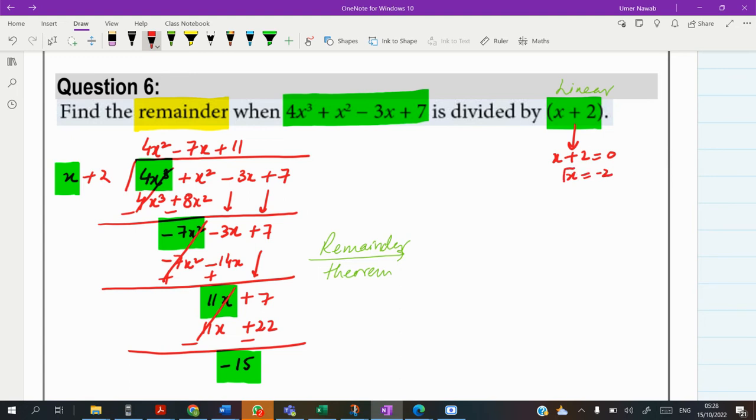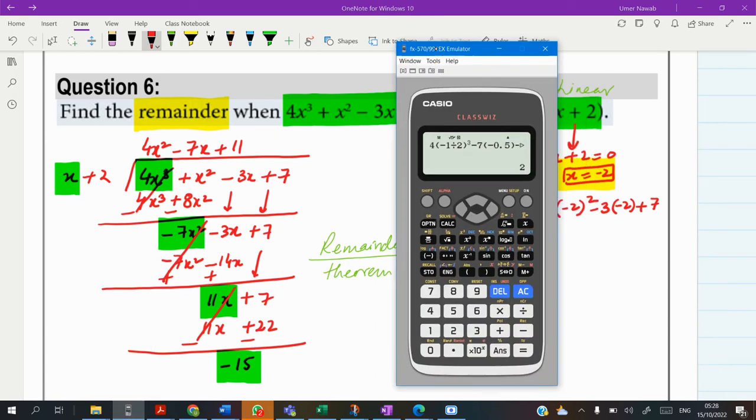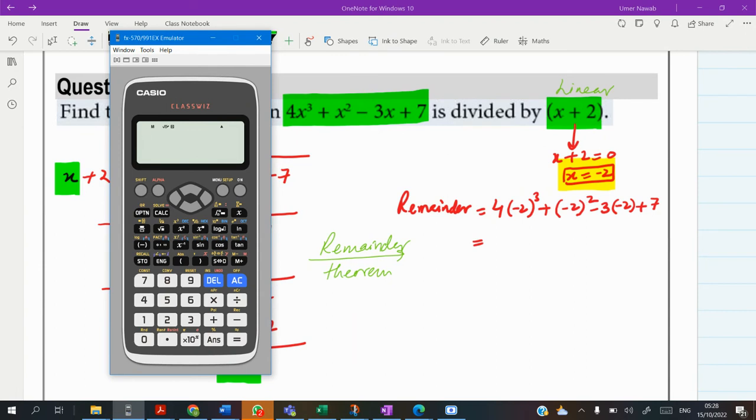That leaves you the critical value minus 2. That minus 2, you will substitute in the place of x, and this will be your remainder. So remainder is 4(-2)^3 + (-2)^2 - 3(-2) + 7. Now use this expression in the calculator to evaluate it and give the final answer.